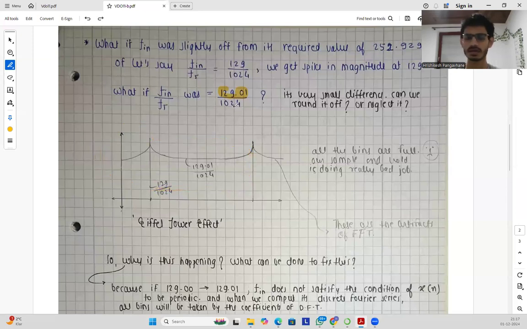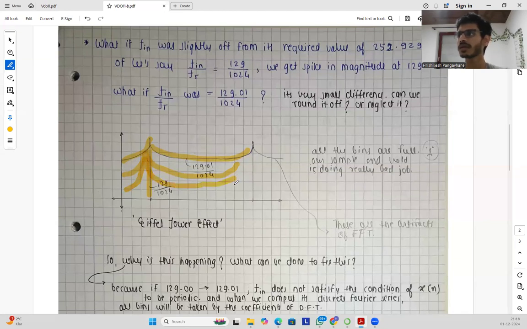So, a quick statement I would give. If we have a ratio which is not 129, but it is 129.01, then this is a plot for 129, and this is a plot for 129.01. And if it approaches 129, so let's say for 129.001, the plot will be somewhat like this, and as it approaches 129, it will go like this.